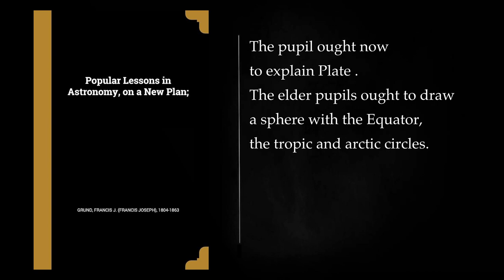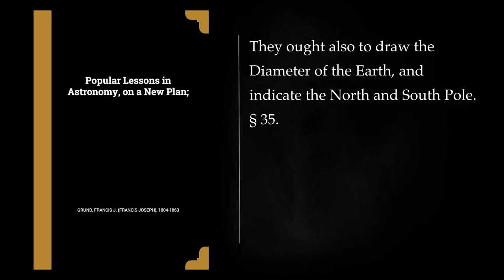The pupil ought now to explain plate. The elder pupils ought to draw a sphere with the equator, the tropic and Arctic circles. They ought also to draw the diameter of the Earth, and indicate the North and South Pole. Section 35.